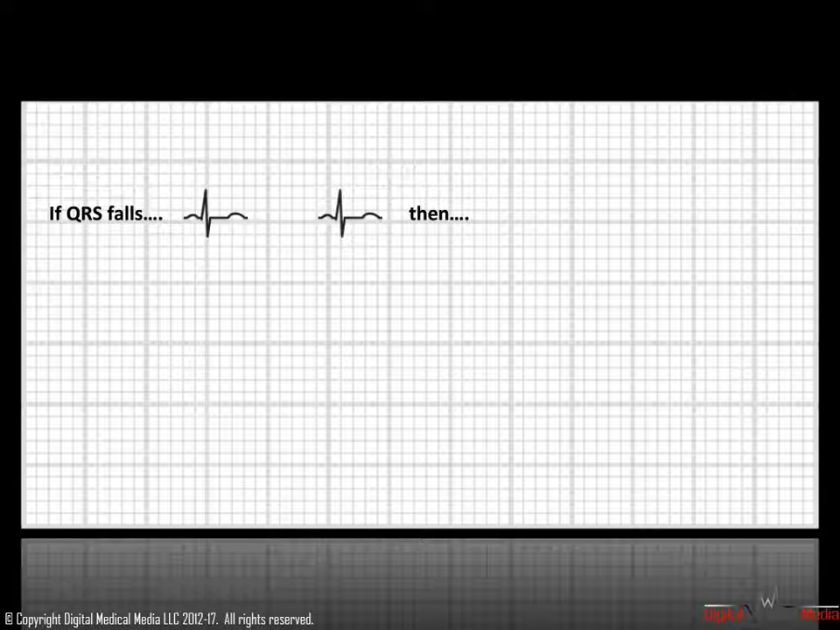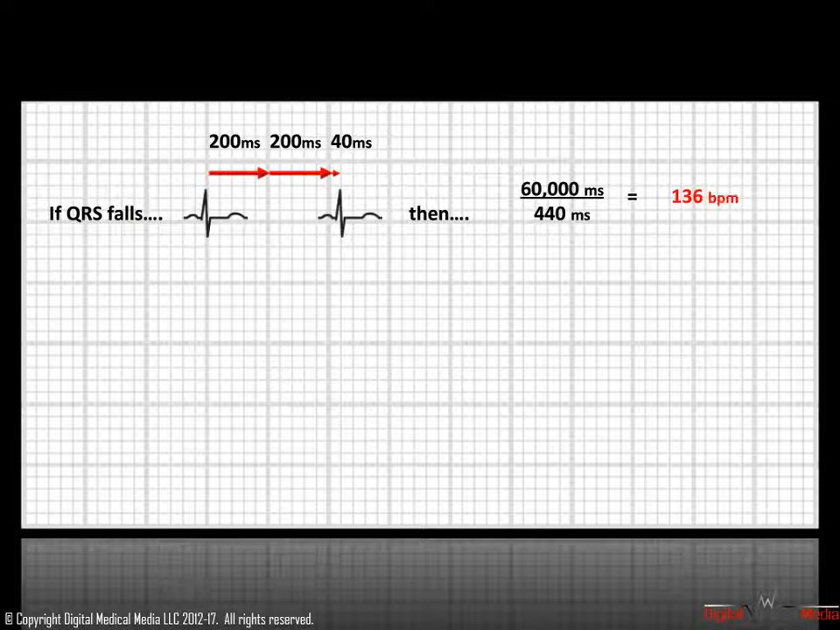If you then count the number of large boxes between any successive RR intervals, and then count 200 milliseconds for each large box, then add 40 milliseconds for each small box. In other words, as we look across the tracing, we would count 200, 400, 440 milliseconds. Divide that into 60,000. 136 beats per minute would be the precise heart rate in that situation.